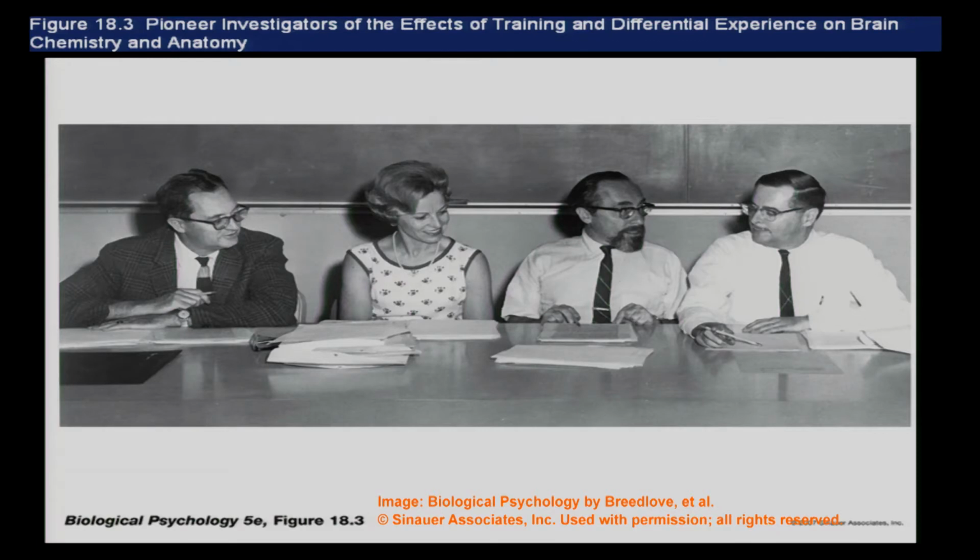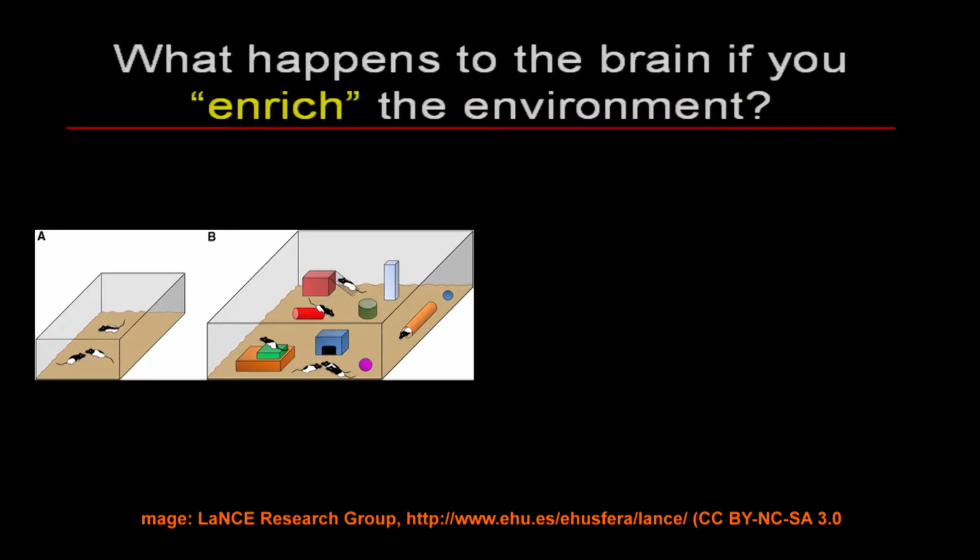This is Rosenzweig, and this is Marion Diamond. Marion Diamond was the anatomist that started to look at the actual structure of the brain in the environmentally enriched rats, and it was in Rosenzweig's lab that all of this took place. So they asked, what happens if you enrich the environment? Here's an impoverished environment. Here's an enriched environment.